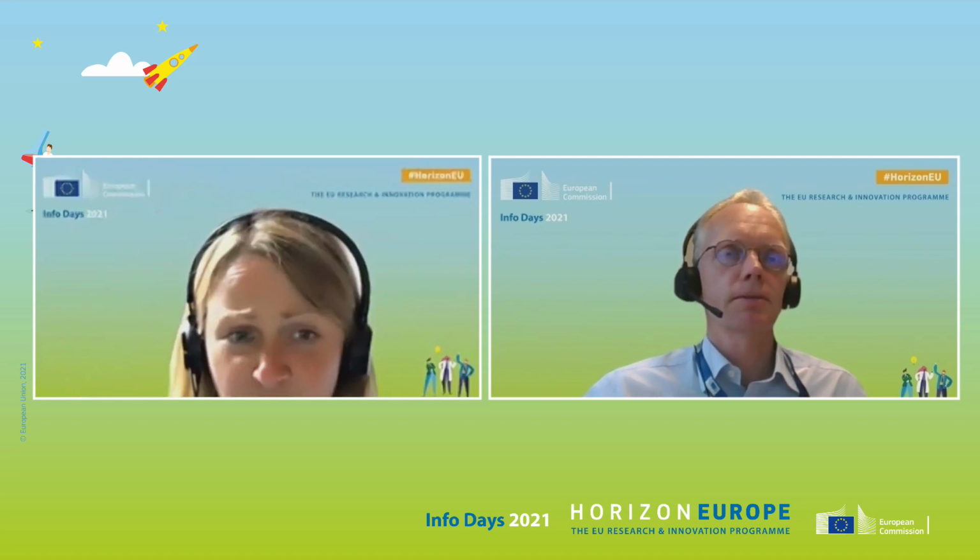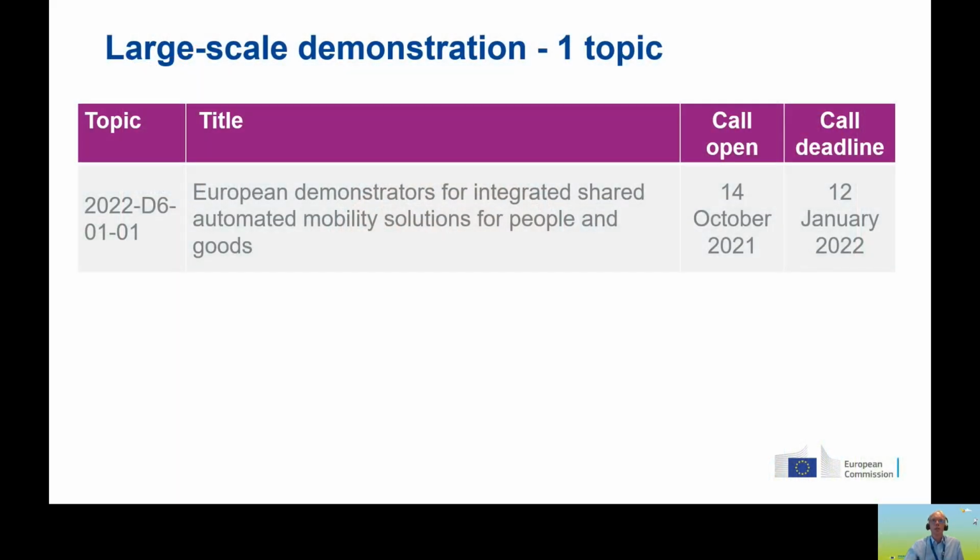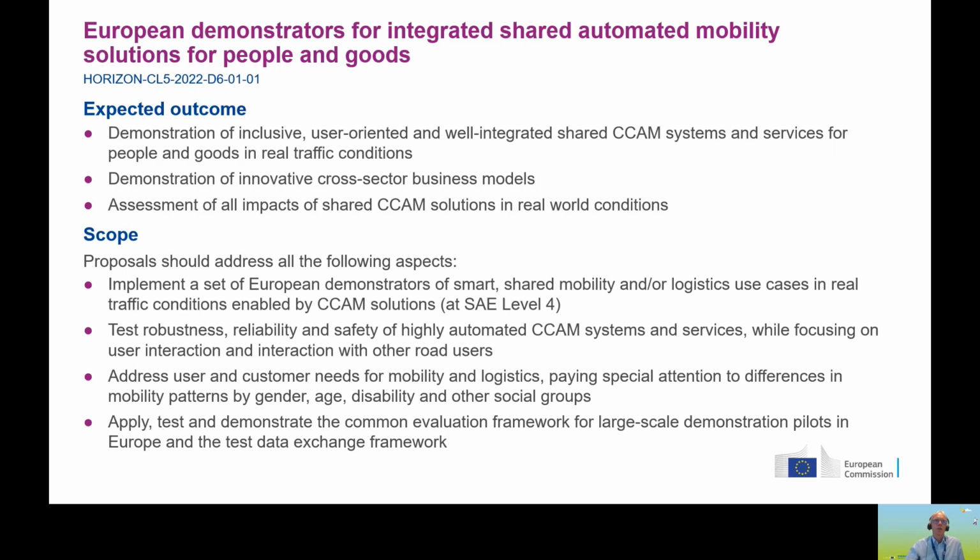And I propose that we move on to this presentation. This topic is about supporting large-scale demonstration projects. It will be published in the second call, which will open in October and close in January next year. With a budget of 50 million euros, this topic is by far the biggest topic that we have. With this budget, we want to co-finance 2 large-scale demonstration projects which shall demonstrate shared automated mobility solutions for people and goods, or for both even.